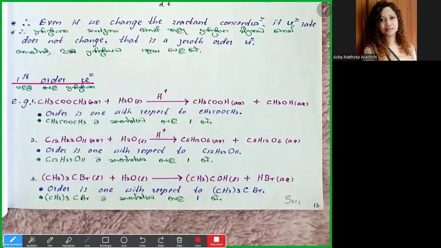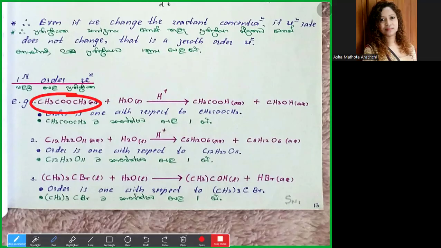So let's move on to the next topic. First order reaction. Okay. Couple of examples are there, but they never ask whether this reaction is first order or not. But in your syllabus, you have a couple of examples. See, with respect to this is ester hydrolysis. With respect to the ester, it's first order. And with respect to this sucrose, it's first order. And here again, with respect to this reactant, it's first order. Okay, let's copy all this.